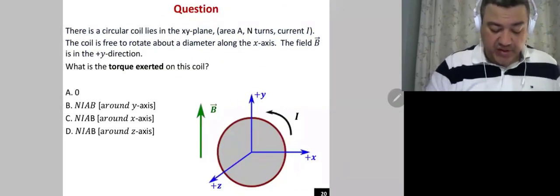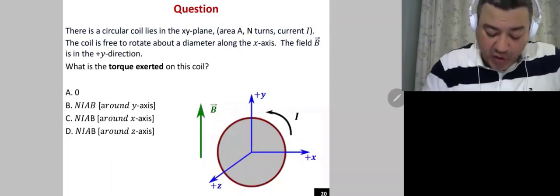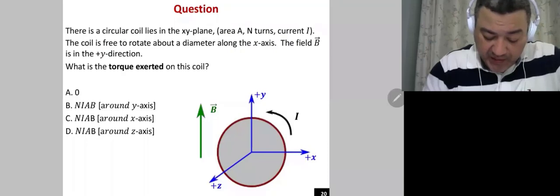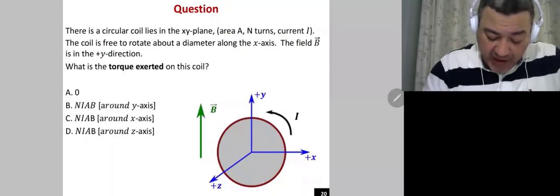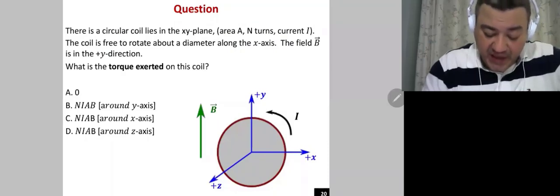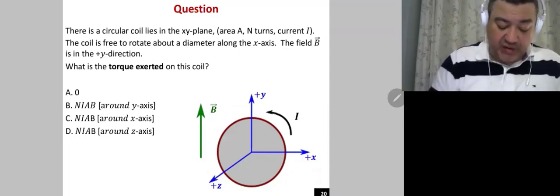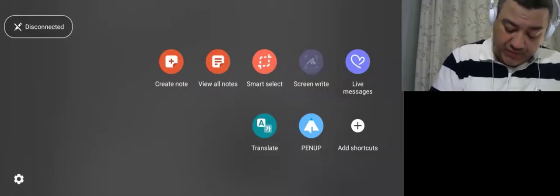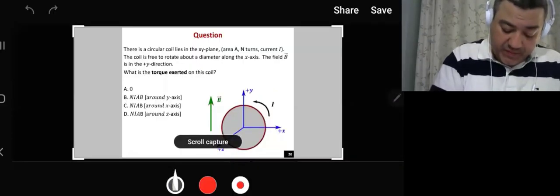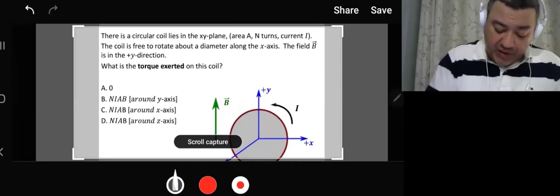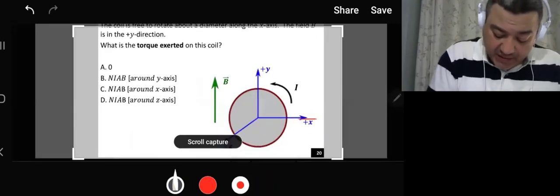The second question is the same coil in the XY plane, same area A, number of turns N, and current I. Again, the coil is free to rotate along the x-axis.